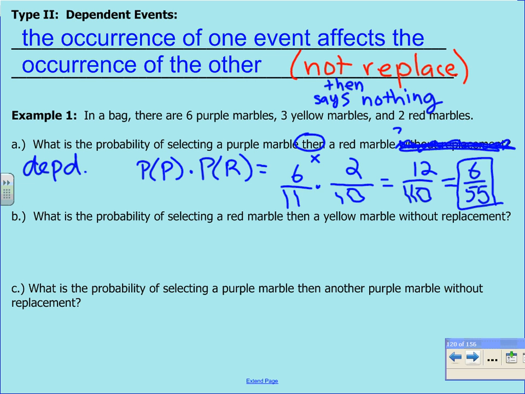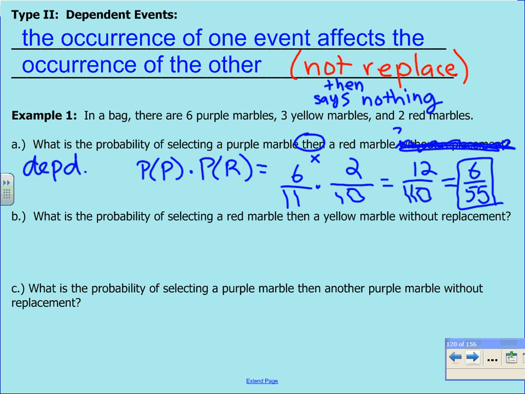It doesn't say replace, Annalise. Okay, so I'll say that again, guys. If it says and or then, and it doesn't say replace, you know it's dependent. You also can use your common sense, but if you're not able to use common sense because it's a tricky problem, if it says and or then, but it doesn't say replace, it's a dependent event. You guys know, I've said that a couple times. You guys okay with that? All right, let's go to the second one.